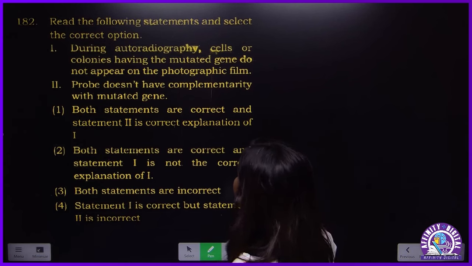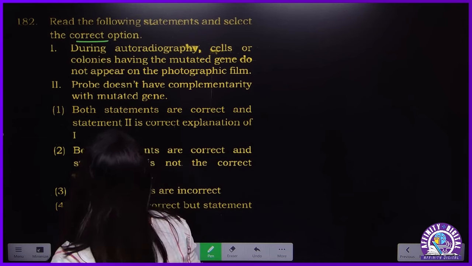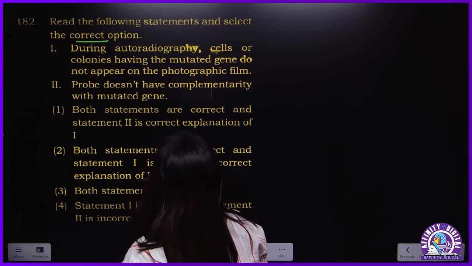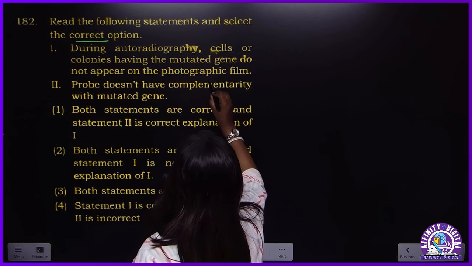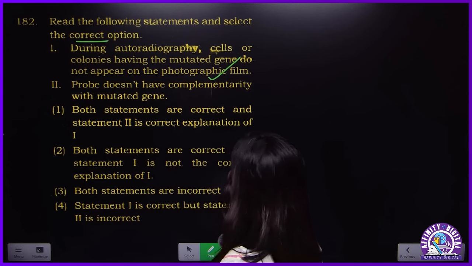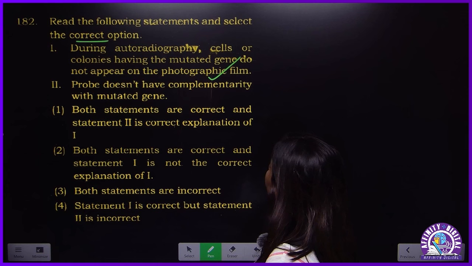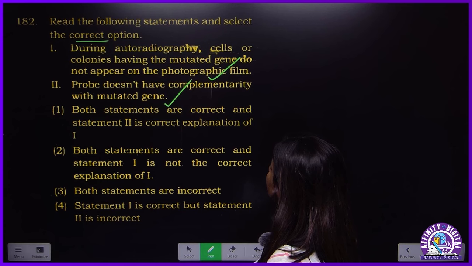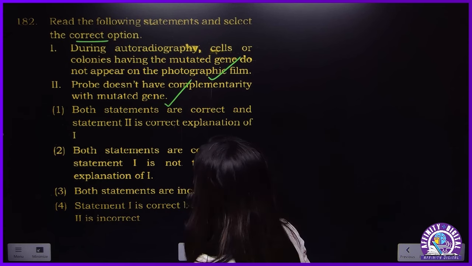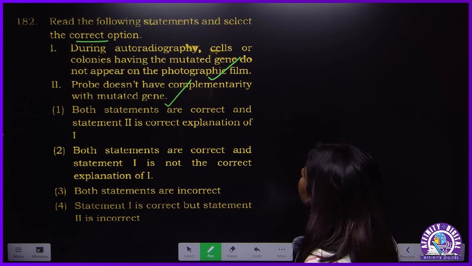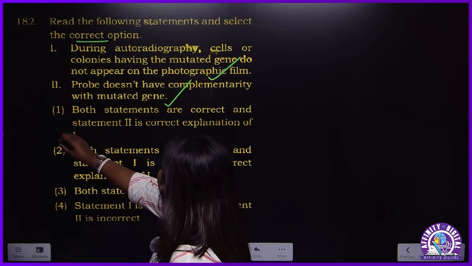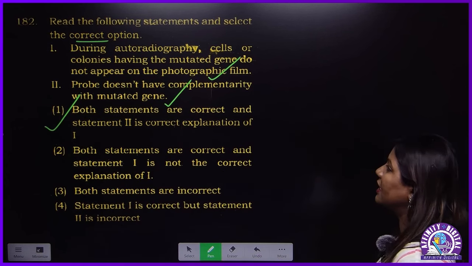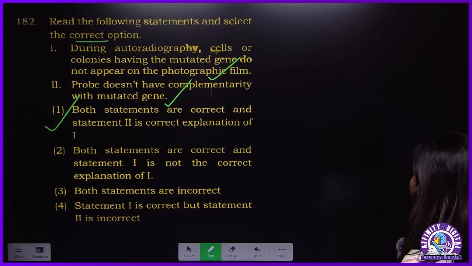Read the following statement and select the correct option. Okay, correct option select करने के लिए दिया है. During autoradiography, cells or colonies having the mutated gene do not appear on the photographic film. Correct है. Probe doesn't have the complementarity with the mutated gene. Correct. Both the statements are correct, and statement 2 is the correct explanation. Okay, तो यहाँ पे assertion reasoning type से पूछा गया है. It is yes. Statement 2 is the correct explanation of 1. Both the statements are correct, and 2 is the explanation of 1.